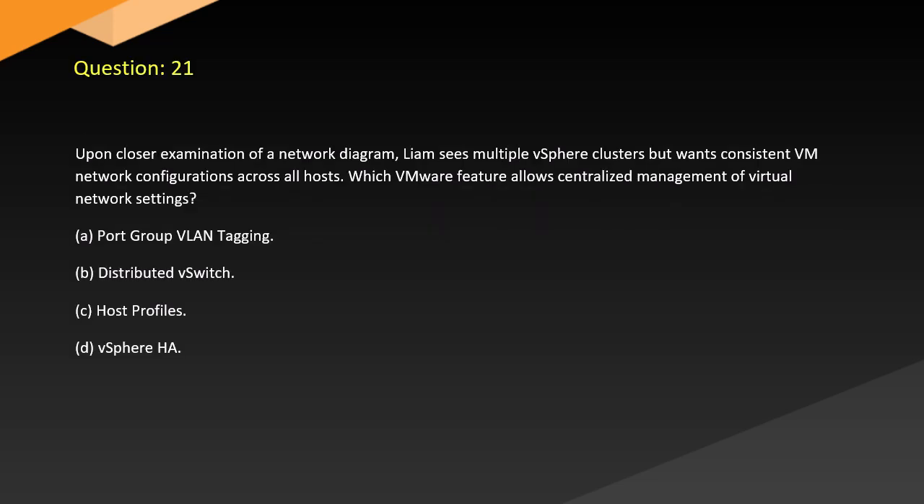Question 21. Upon closer examination of a network diagram, Liam sees multiple vSphere clusters but wants consistent VM network configurations across all hosts. Which VMware feature allows centralized management of virtual network settings? A. Port group VLAN tagging. B. Distributed vSwitch. C. Host profiles. D. vSphere HA.